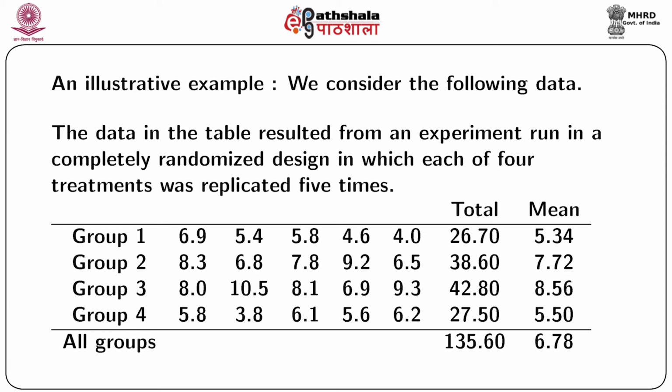Consider the following data. The data in the table resulted from an experiment run in a completely randomized design in which each of 4 treatments were replicated 5 times. So the 4 treatments can be considered as the 4 factors, and for each factor we have replicated 5 times and observed the response variable. So we have calculated for each of the groups the total and the mean.